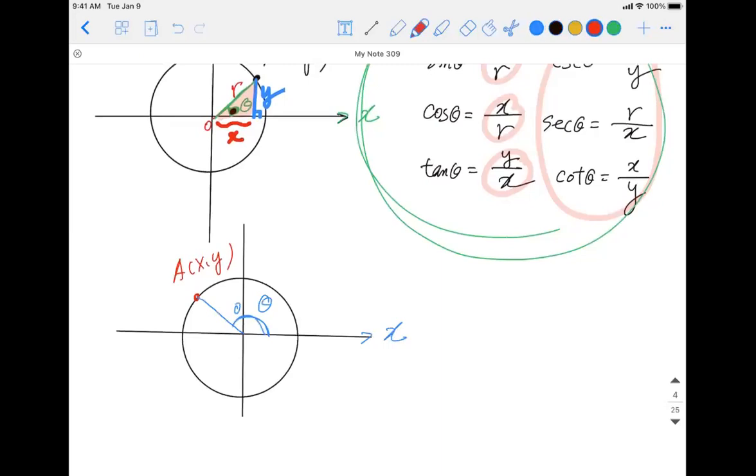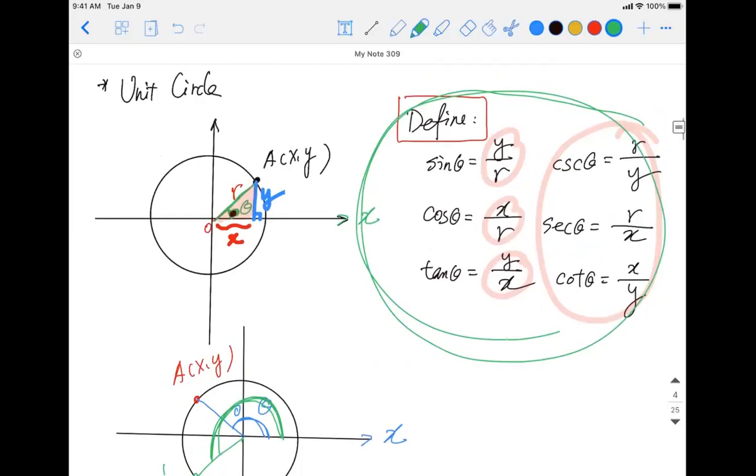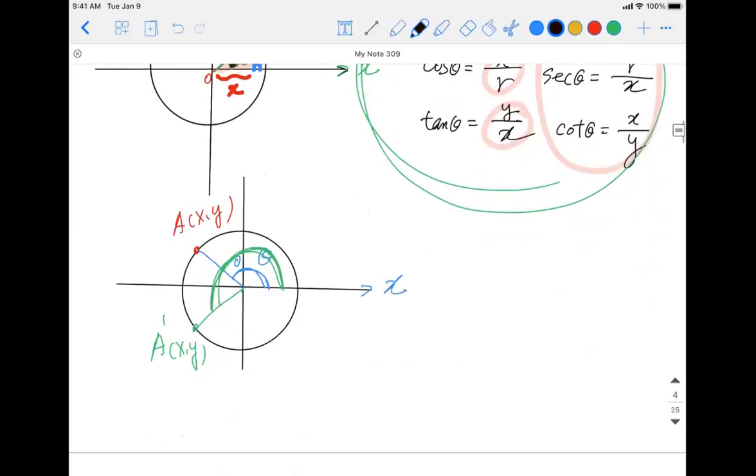Okay, then can I do something here? Maybe I use A prime, (x, y). So for that one, what is my angle? My angle is here. Oh my God, you're defining an angle which is more than 180 degrees. But all the definitions are exactly the same. Is that right?